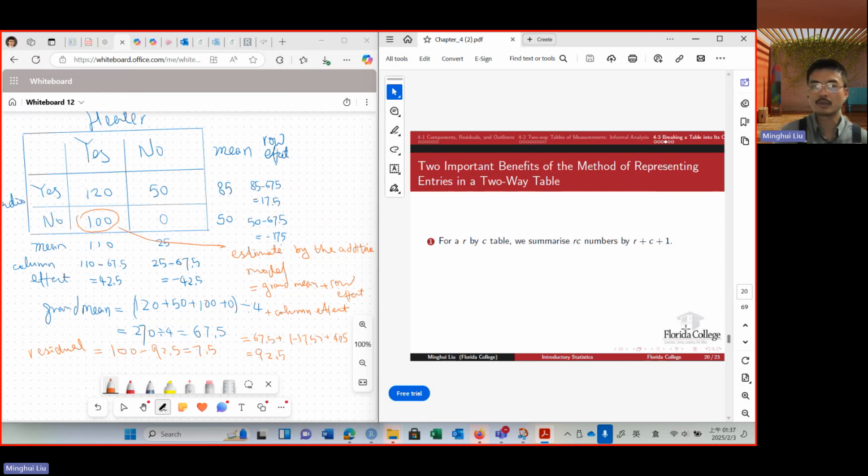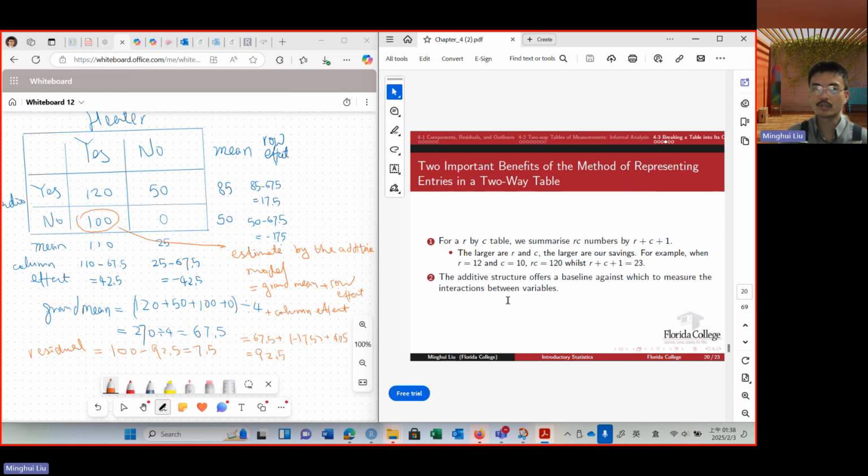And why is that number? Because we have R rows and C columns, we have R row means and C column means, plus 1. What is 1? 1 means the grand mean. So we use these R plus C plus 1 numbers. For example, if we have 12 rows and 10 columns, we should have 120 data points. But if you do R plus C plus 1, you only get 23. So that's quite a decrease of the data size. We can make the data set much smaller.